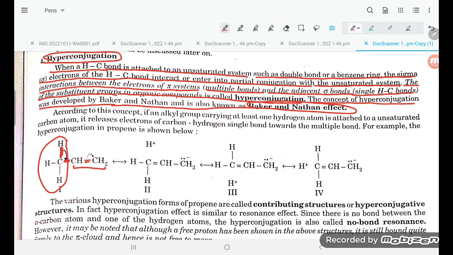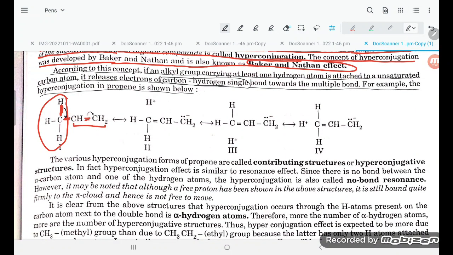Now go for the other point. According to this concept, an alkyl group carrying at least one hydrogen atom attached to an unsaturated carbon atom releases electrons of the carbon-hydrogen bond towards the multiple bond. For example, the hyperconjugation in propene is shown as follows. Let's see the hyperconjugating structure. This is propene.